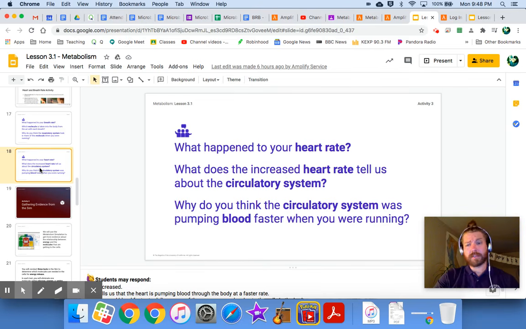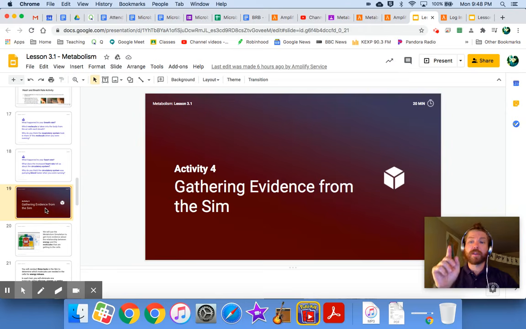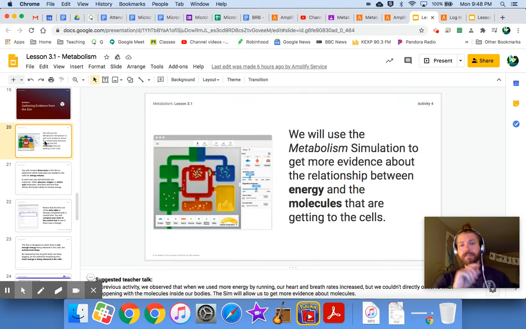Maybe the circulatory system was just bringing that oxygen to all the different parts of the body. Maybe it was bringing something else too. I don't know. We're going to jump into the sim and try to get to the bottom of this. We're going to use the metabolism simulation to get more evidence about the relationship between energy and the molecules that are getting to the cells.